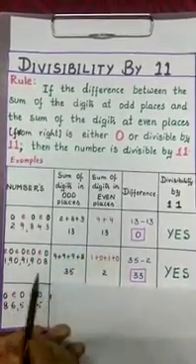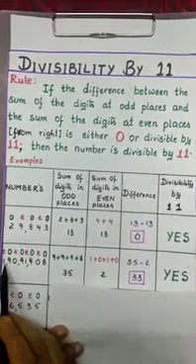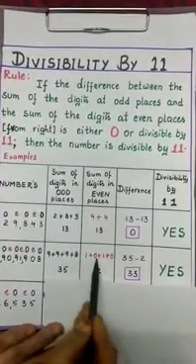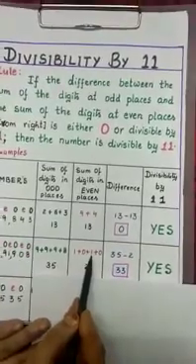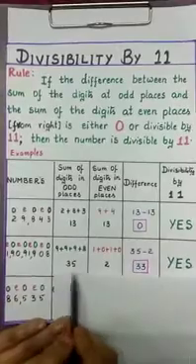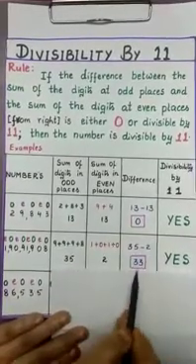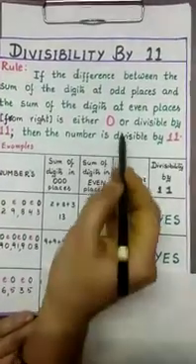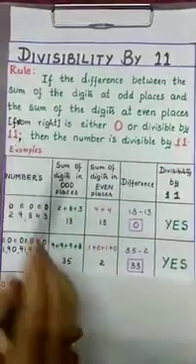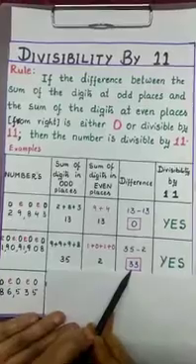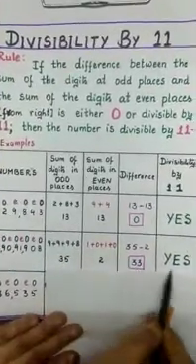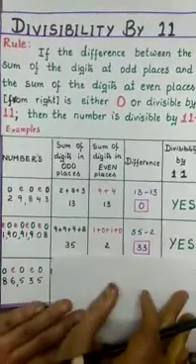Next we find the sum of digits in even places: 1 plus 0 plus 1 plus 0. 1 plus 0 is 1, 1 plus 1 is 2, 2 plus 0 is 2. Now what is the difference between the two sums here? 35 minus 2 is 33. According to the rule, it should be either 0 or divisible by 11. Is 33 divisible by 11? Yes. 33 is divisible by 11, hence this number is divisible by 11.